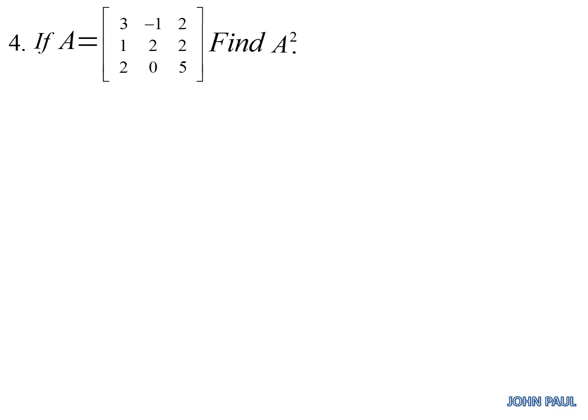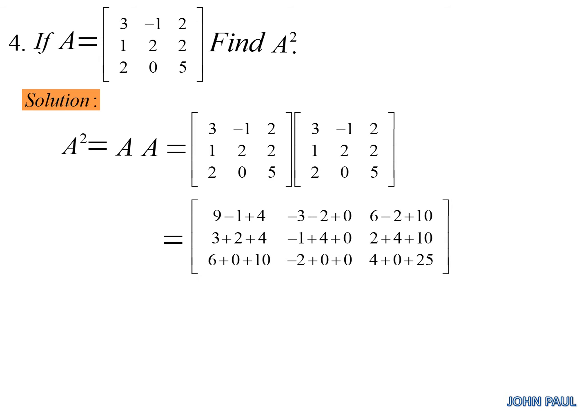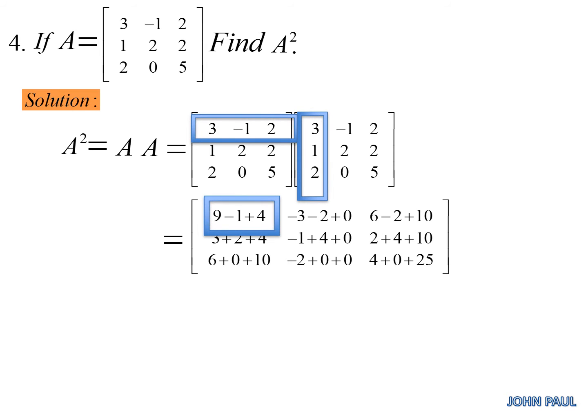Fourth problem, if matrix A is given, find A square. Solution, A square equal to A into A. Substitute matrix A and A. Now by multiplication, we are familiar with multiplication. We'll see this. Take the first row and multiply with the first column. 3 into 3, 9, minus 1 into 1, minus 1, plus 2 into 2, 4.